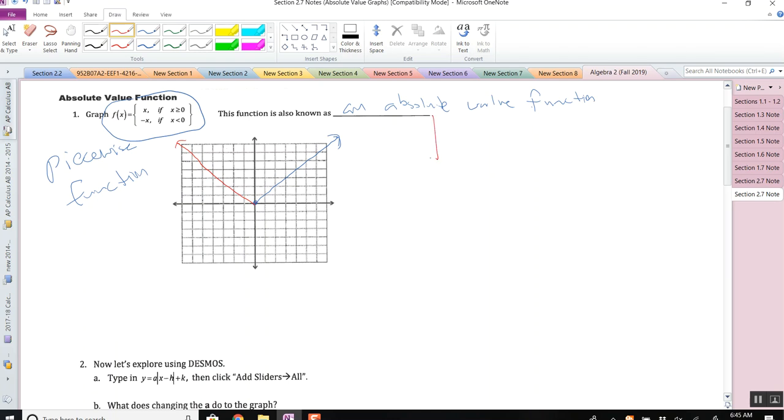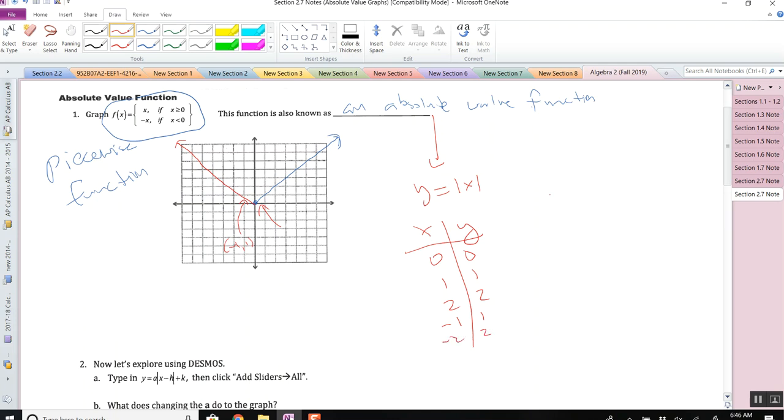Now, this is also known as an absolute value function. Here's the reason why. Let's say y equals absolute value of x. You make a table. Plug in 0, I get 0. I do see 0, 0 right there. Plug in 1, I get 1. I do see it right there. Plug in 2, I get 2. I do see it right there. If I plug in negative 1, I get 1, which is right there. Plug in negative 2, I get 2.